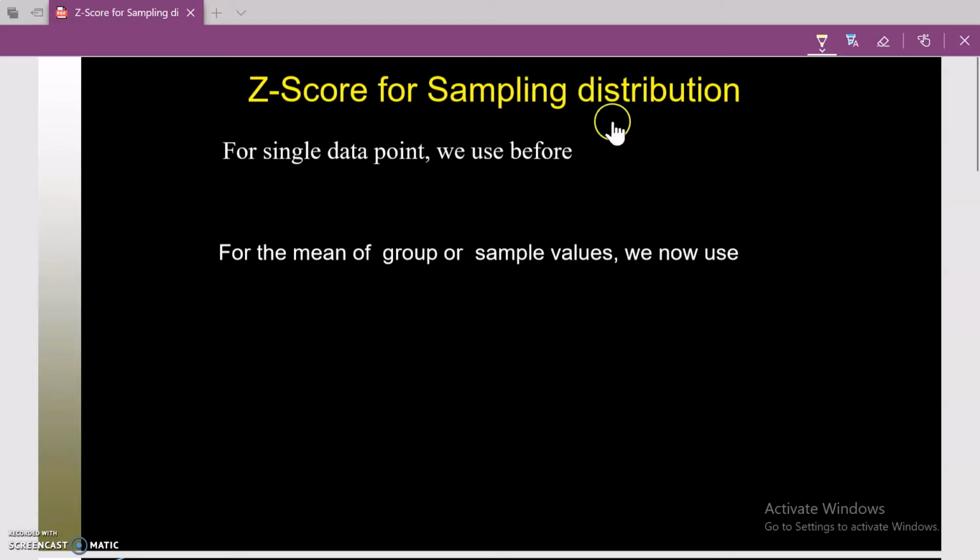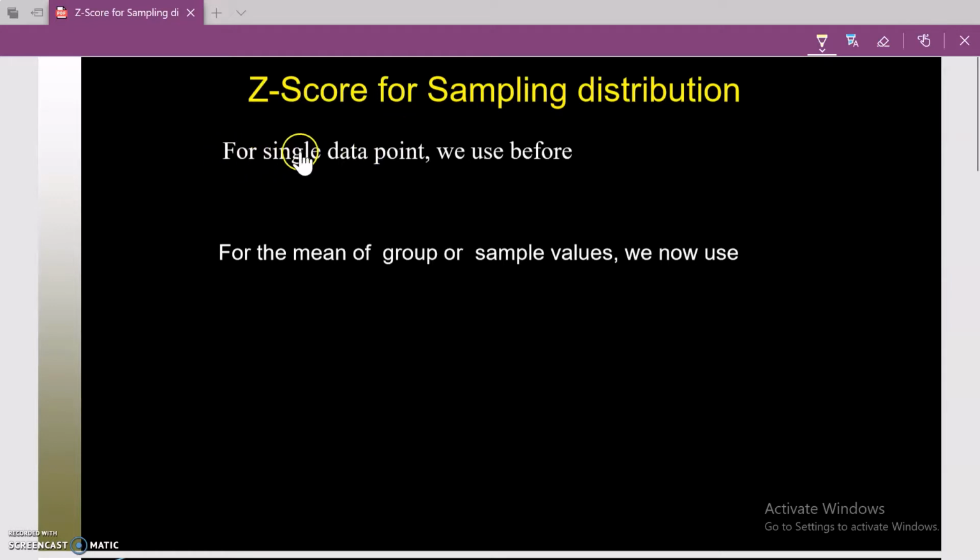Z-score for a sampling distribution. First of all, in this video, I'm going to talk about how we compute a Z-score in case of a sampling distribution, and then we are going to take some examples to see how the theory of sampling distribution can be applied in a real-life situation.